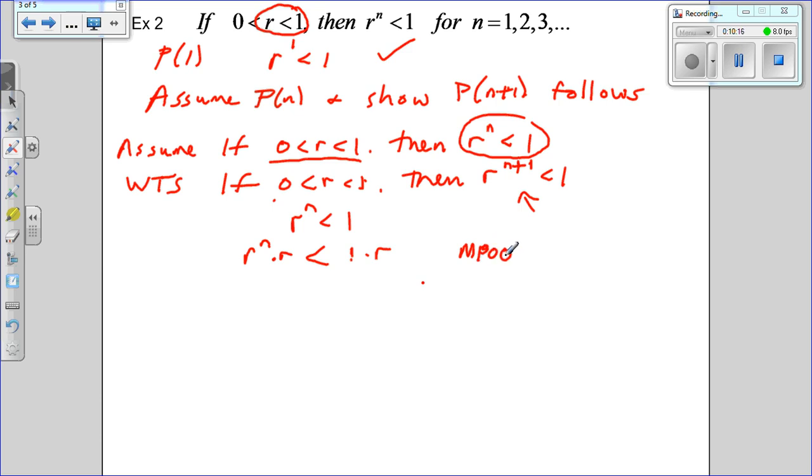Okay, let's just use some algebra here. r to the n times r is r to the n plus 1. On the right, 1 times r is r. Two properties there. One is power rule on the left, and on the right side, that's multiplicative identity.